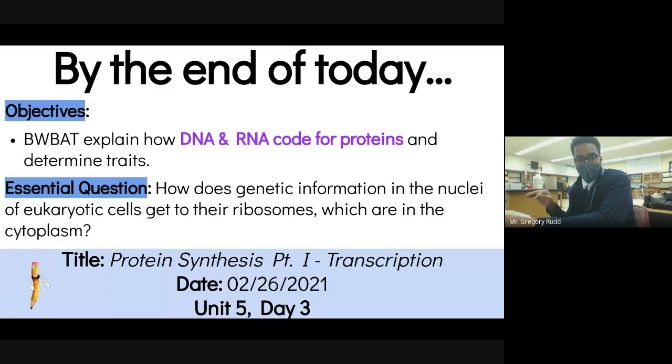The essential question today: how does genetic information in the nuclei of eukaryotic cells get to their ribosomes, which are in the cytoplasm? So this process requires some amount of travel through the cell. Of course, the DNA in a eukaryotic cell is found in the nucleus. And so in order to get to the ribosomes, that message has to be transferred.